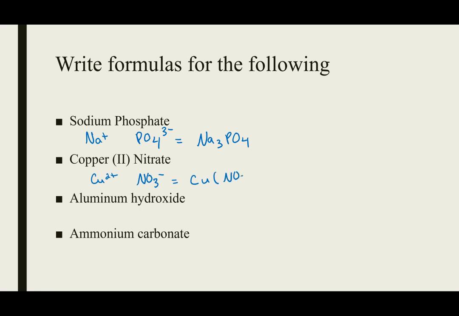Next one, copper's a +2, nitrate is a -1, so I need 2 of the entire nitrate ion to balance the copper. So the way I show that is I put it in parentheses with the 2 on the outside. That indicates that I have 2 of the nitrate ions.